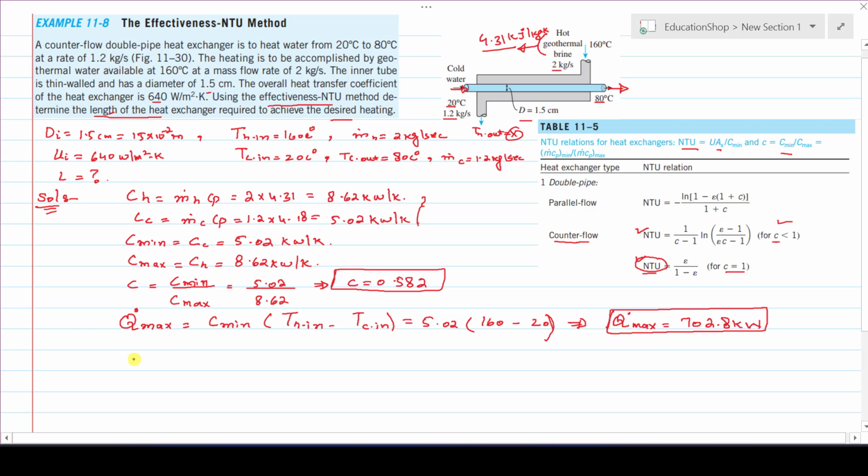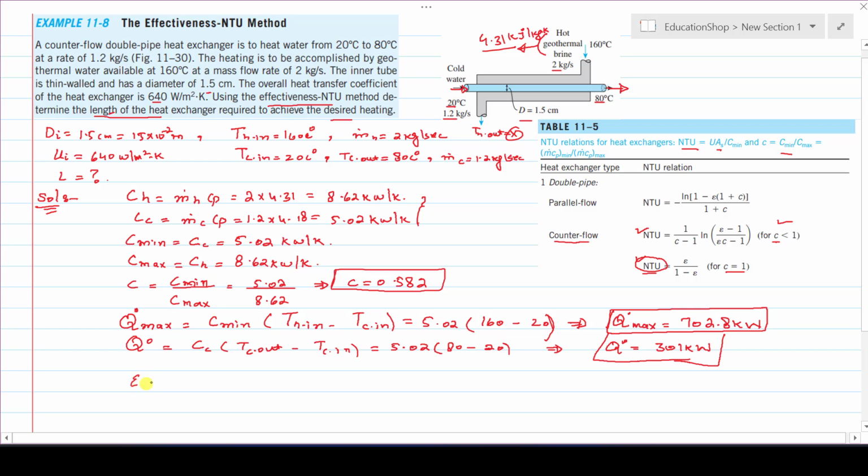Now the actual heat transfer in the heat exchanger is equal to Q dot, and it is equal to the capacity rate of the cold fluid and the change in temperature of the cold fluid, that is T cold out minus T cold in. The C_c value is 5.02 and cold out temperature is 80 minus cold temperature in is 20. Simply multiply and you will get the actual heat transfer rate in the heat exchanger, that is 301 kilowatt.